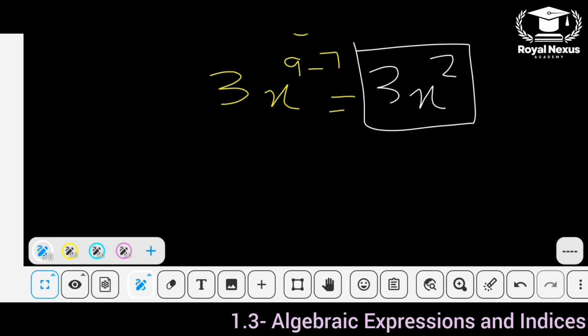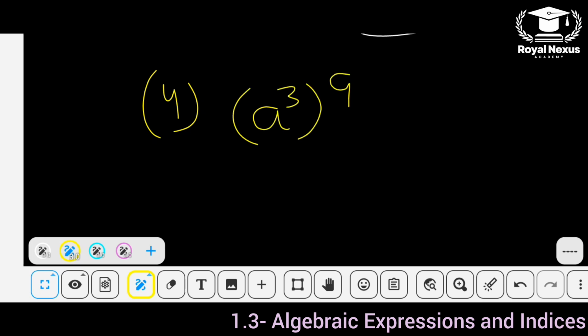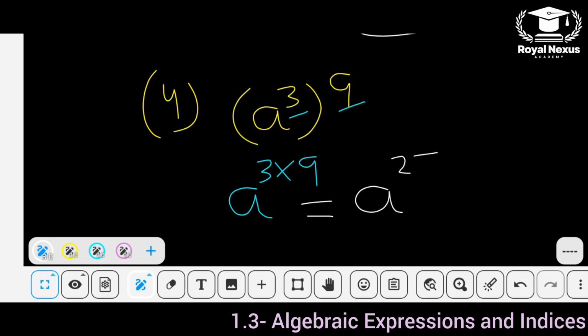Now moving on to the last question: a raised to the power 3, all raised to the power 9. Here we will be applying the third rule of indices because this is a power to the power question, and whenever there is a power to the power, the powers will be multiplied together. So it will be a raised to the power 3 times 9. So the answer will be a raised to the power 27.